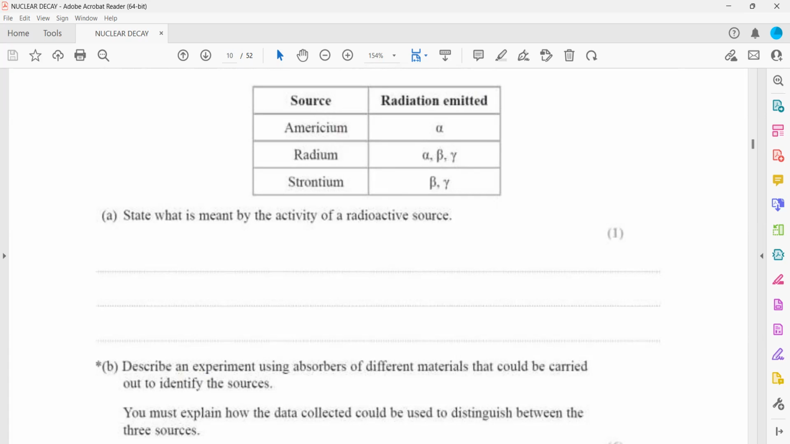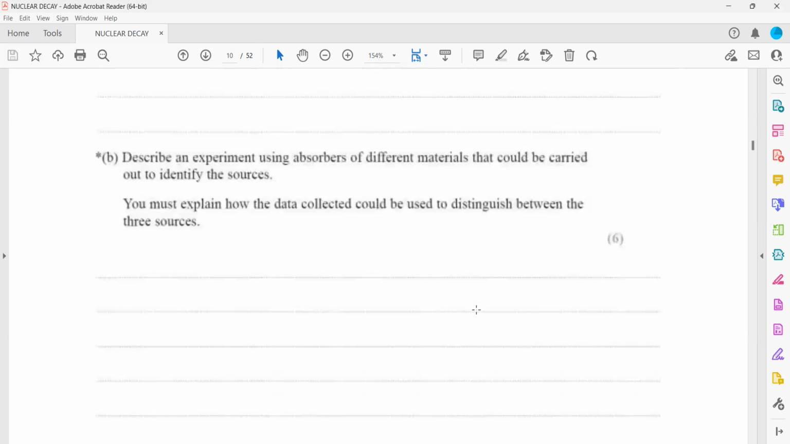Activity of a radioactive source means how many radiations it emits every second, or the rate of decay of unstable nuclei. Better learn the definition: rate of decay of unstable nuclei.